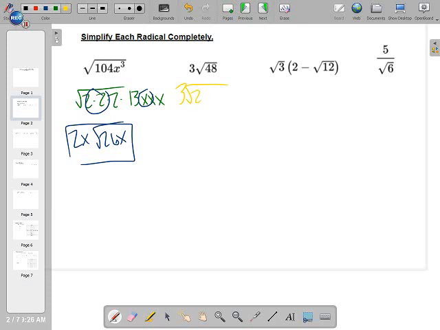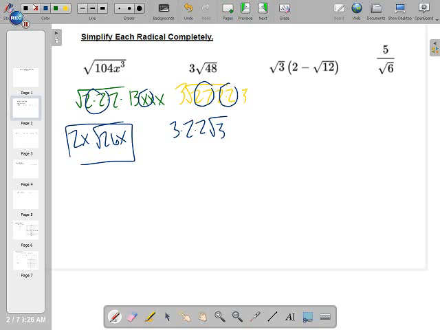I'm going to do the same thing for this problem. 3 radical 48 is 2 times 24, which is 2 times 12, which is 2 times 6, which is 2 times 3. Now, if I have any pairs, they can come out. So this is 4, and the square root of 4 is 2. So that's going to be one of the 2's on the outside. I have another 4 underneath, so another 2 will come out. And what's left is a 3.